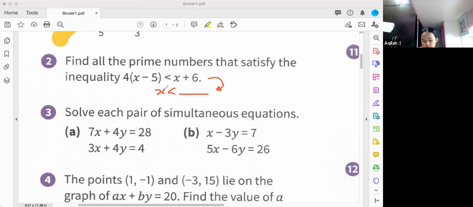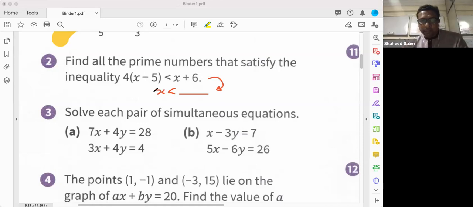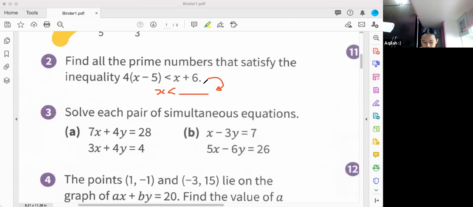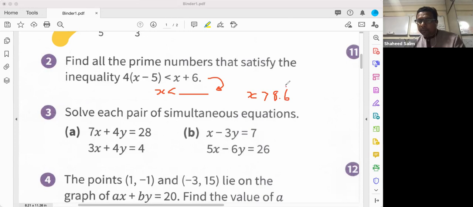X is more than 8.67. More than or less than? 8.66666. Is it? Okay, so it's either one of these. Now let me tell you why more than is a problem. You give me what's the prime number more than 8.6?